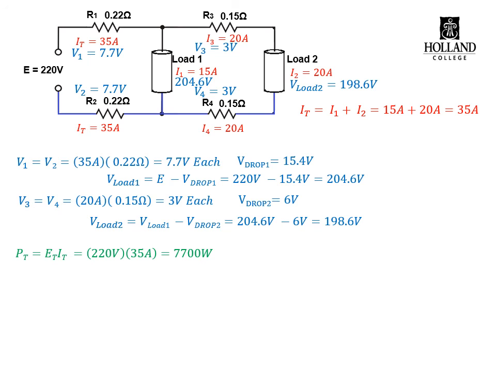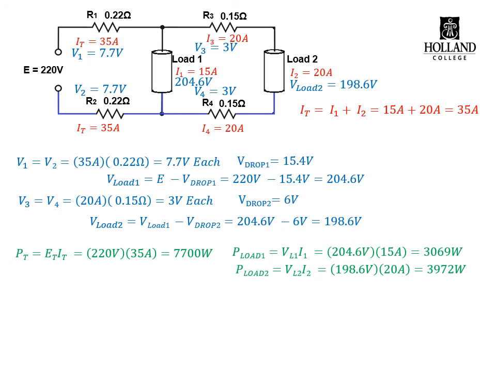Our total source power is ETIT as always, and we end up with 7.7 kilowatts. Keeping in mind that if we're calculating our loads, we have to use the load voltage and the load current for each respective load in order to calculate the power in that load. Load 1 is 3069 watts and load 2 is going to dissipate 3972 watts for a total load power of 7041 watts.